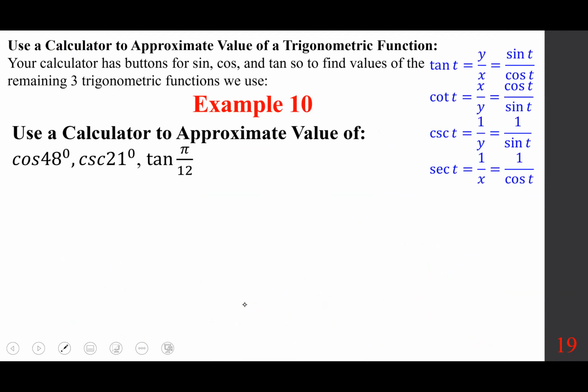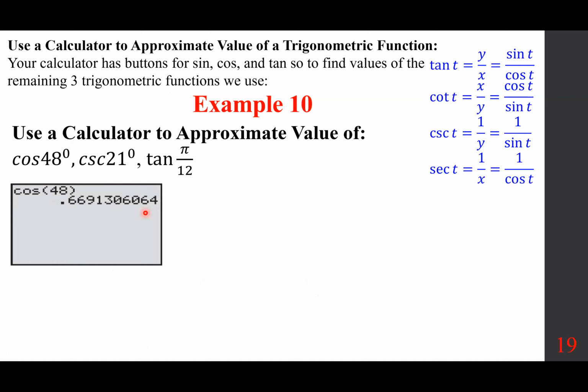All right, what if we want to use a calculator? We want to be careful that the calculator is in the proper mode and we know all of them. So if I want cosine of 48 degrees, I just use a calculator. Cosine 48, and it has to be in degree mode. When I want cosecant, I know that cosecant is 1 over sine. So you can find sine of 21 degrees and then reciprocal of that, or 1 over sine of 21. And you get to the answer.